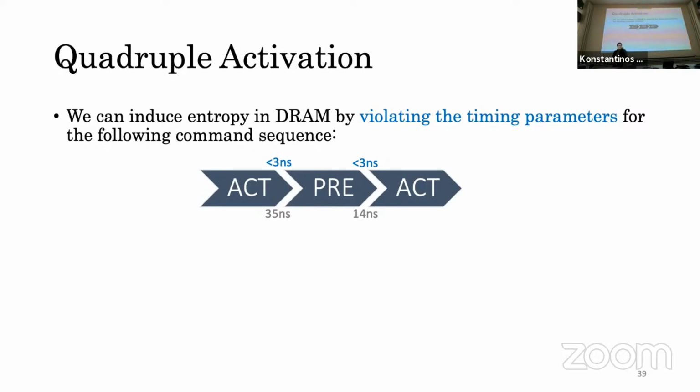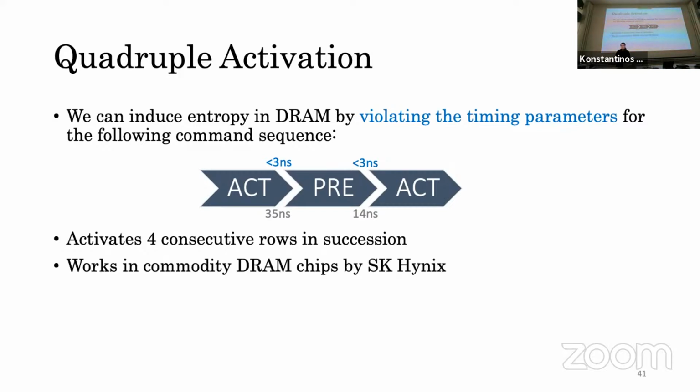The result of issuing those commands is that 4 consecutive rows in DRAM are active at the same time, since they are turned on in really quick succession. This is something the paper refers to as quadruple activation, or QUAC. And the paper also shows that this behavior can be induced reliably in DRAM chips by the manufacturer SK Hynix.